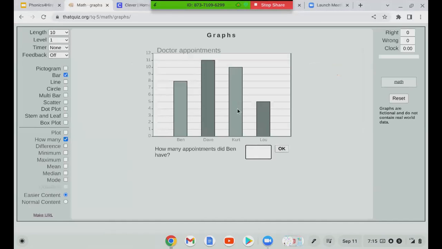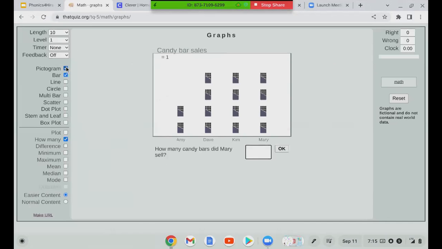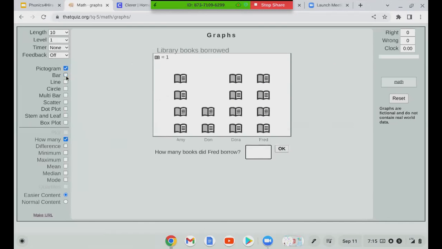We're not working with bar graphs at this moment. I do want to retest your children on how many more and how many fewer using picture graphs. So I'm going to change this over here to picture graph. I'm going to take the bar graph off so we don't see any of those.